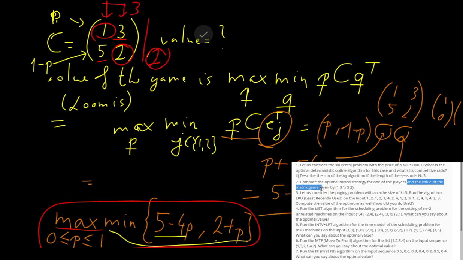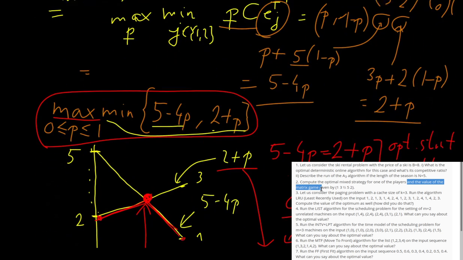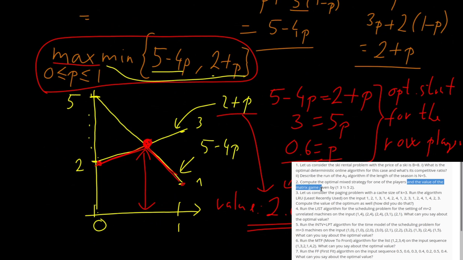Most likely you will have 2 different numbers, and the game's value should fall between these 2 values. And if it does, then you've probably done everything correctly. Okay, so basically that's all you have to do for the second question.